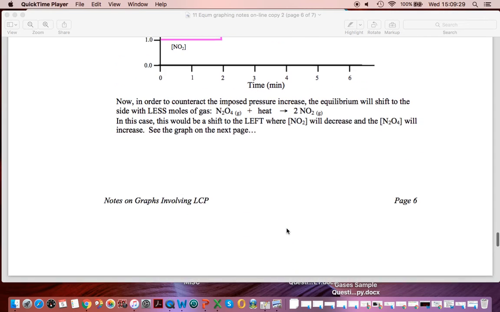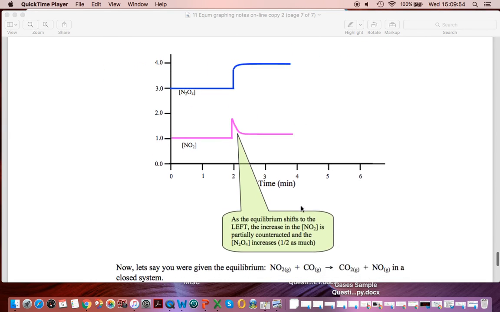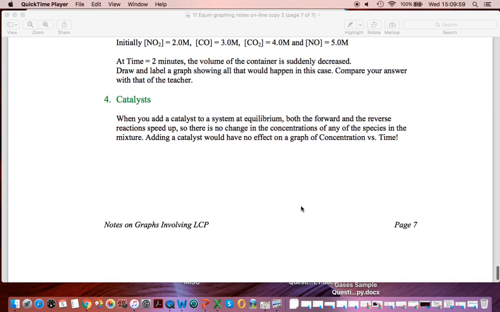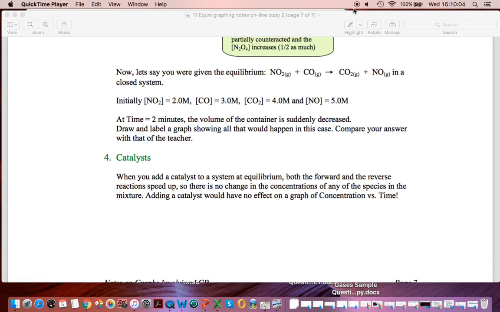Let's check out our graph as we go along. So there's our N2O4 going up, and then there's our NO2 going down. Now, the starting point for the N2O4 going up was here, and the starting point for the NO2 going down was here, and that drop was twice as much because we have a 2-to-1 ratio. Every time 2 of these react, they make 1 of those. So I hope this gives you a pretty good idea of how to deal with these graphs. Again, we haven't got into the math of it too heavily. That will be coming up later.